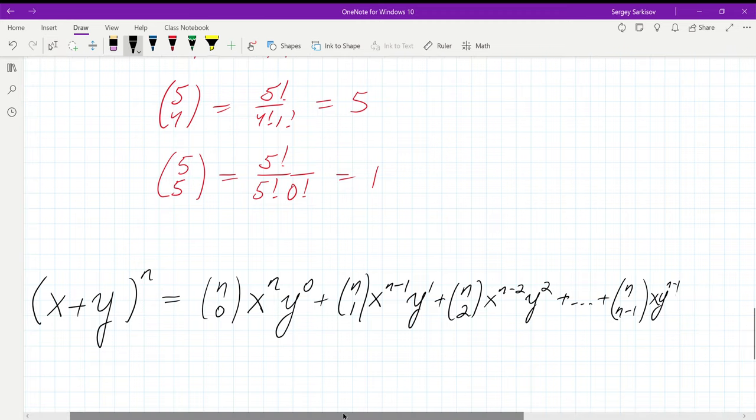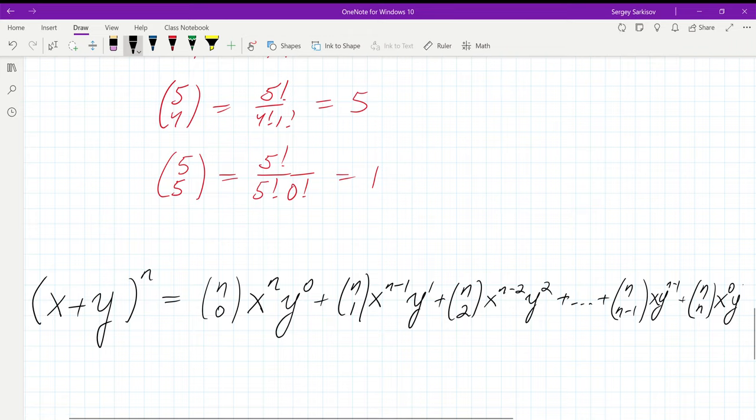Plus, let's choose all of them to be y's, and choose n of them. x now to the 0th, there are no x's left, basically just a 1, and y to the n. We know it ends with y to the n at the very end. This is actually 1, this is 1, so it's just going to be y to the n.